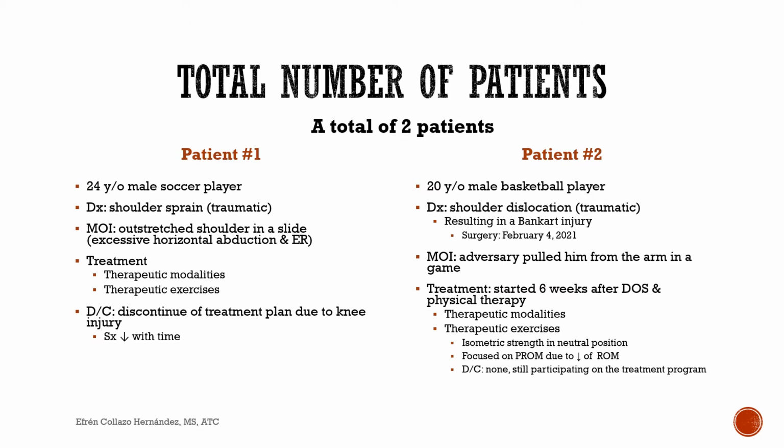He had surgery on February 4, 2021, and the mechanism of injury, well, he was playing and an adversary pulled him from the arm in a game. So it was traumatic. It was a high pull that created the instability and all the problems related to the shoulder dislocation. The treatment started 6 weeks after the date of surgery, with physical therapy.